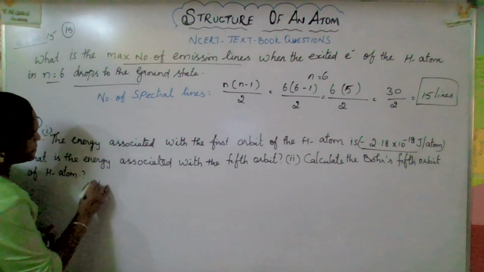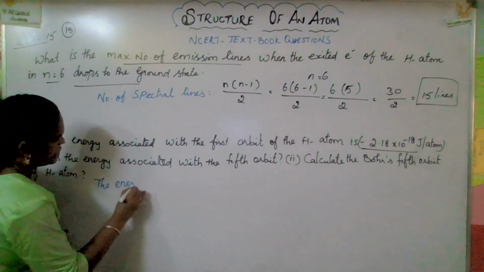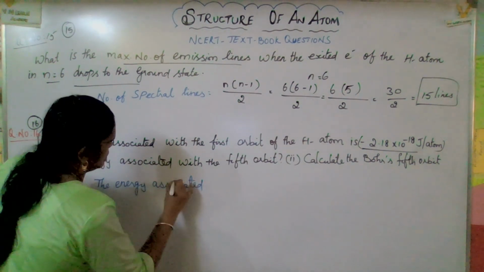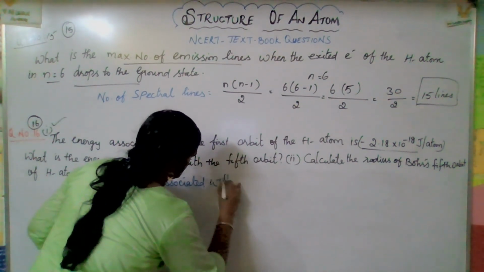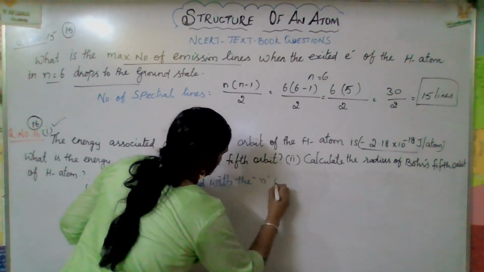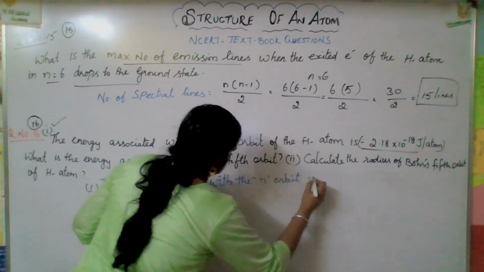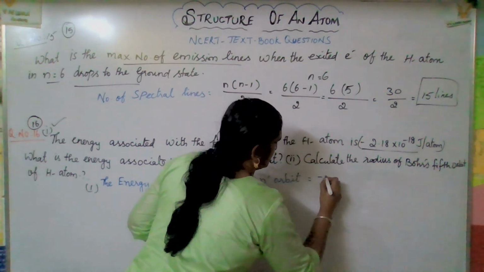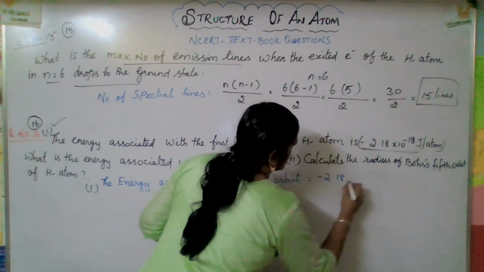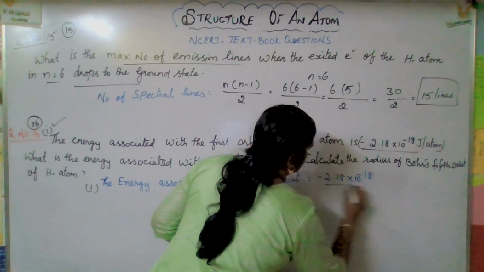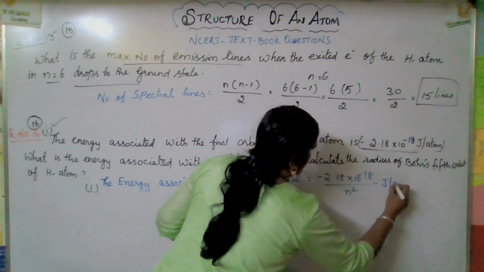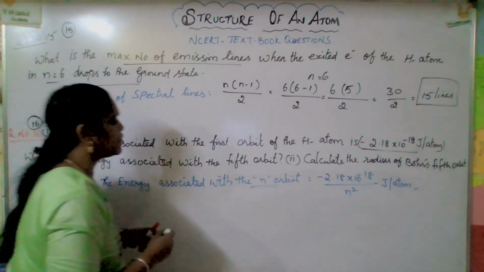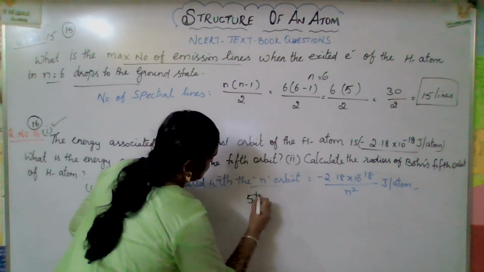Okay, now the energy associated with the nth orbit. See, energy associated with the nth orbit. So, what is the answer you will provide here? Minus 2.18 into 10 to the power of minus 18 divided by n square joule per atom. So, this is for the nth orbit. Now, let us check the fifth orbit. So, what is the answer you will provide for the fifth orbit?